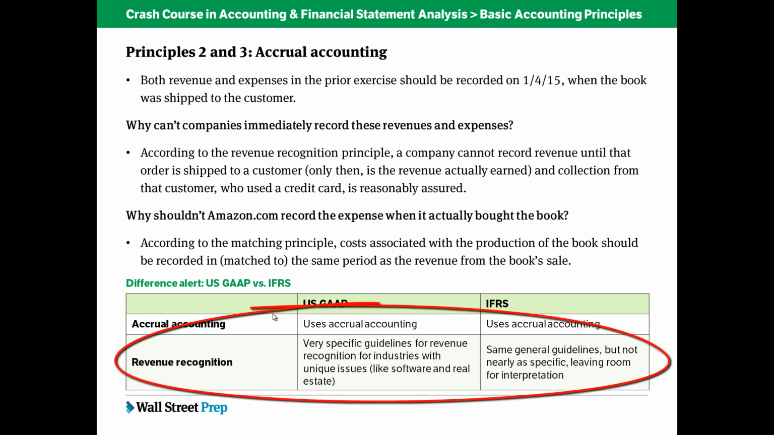And that difference is that US GAAP is really, really specific about when you recognize revenues for a whole bunch of industries, specifically industries with unique issues in terms of recognizing revenues over long periods of time, like software and real estate. IFRS is much more loosey-goosey. They provide general guidelines, but they're not nearly as specific, which leaves a lot of room for interpretation. And so although both US GAAP and IFRS both require accrual accounting, and both generally have the same guidelines, just keep in mind the US GAAP is a lot more specific when it comes to industry-specific issues.